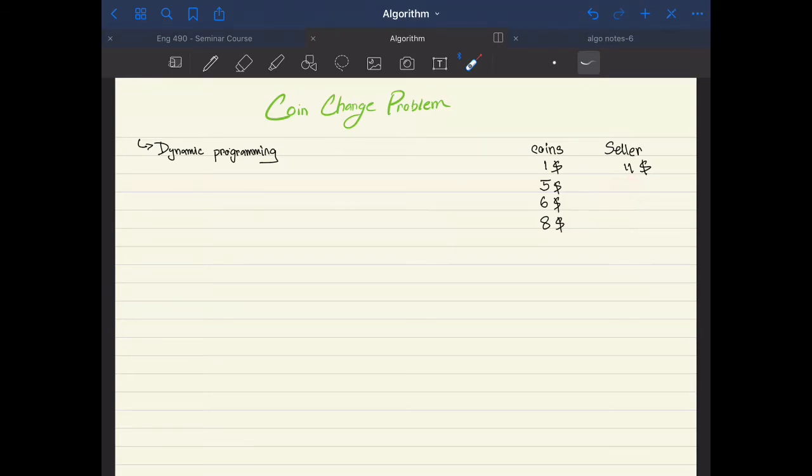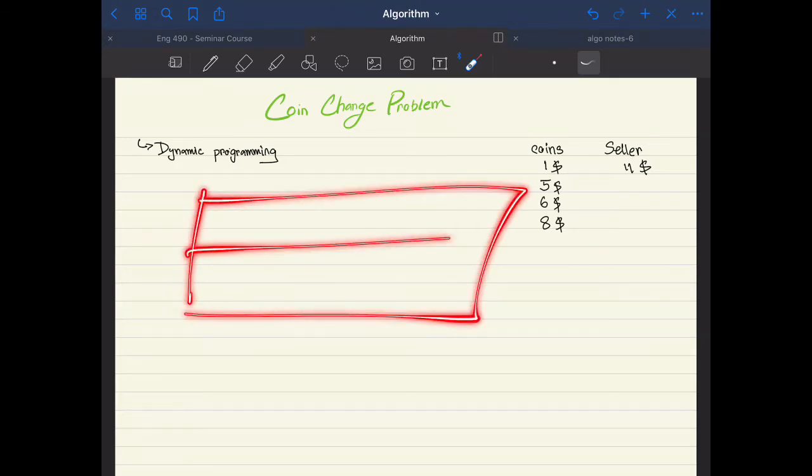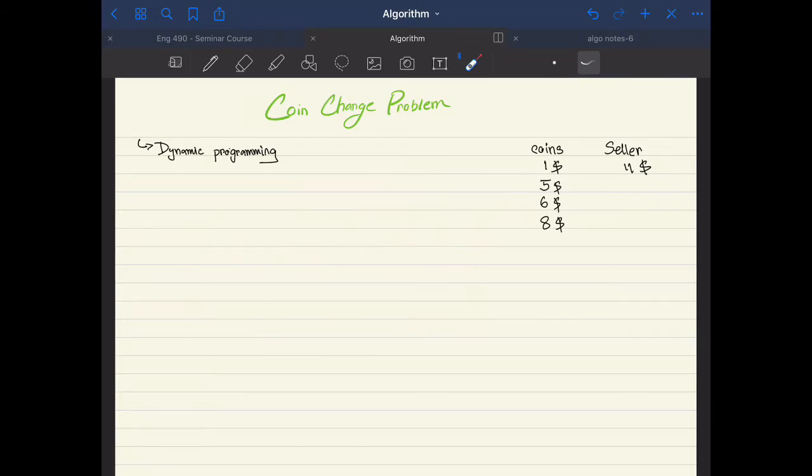So you can pay him with 11 $1 coins, but that's not feasible, right? So we have to find out what coins we'd need to pay the seller, but we have to consider the minimum amount. As with all dynamic programming problems, we would be solving this using a table. So let's get on to it.